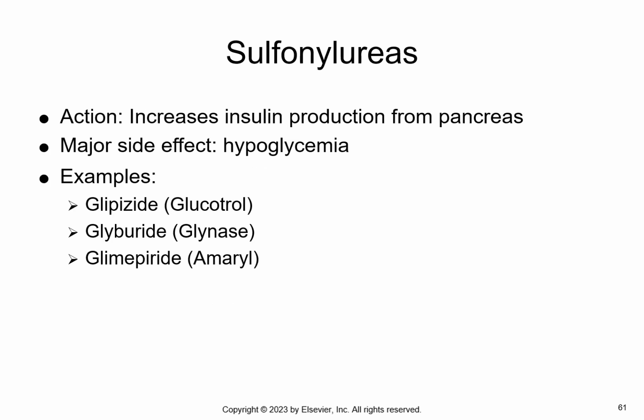And look at the sulfonylureas. They include glimepiride, Amaryl, glipizide, Glucotrol, Glucotrol XL, and glyburide, which is DiaBeta and Glynase. Their primary action is to increase insulin production by the pancreas. This makes hypoglycemia a major side effect.